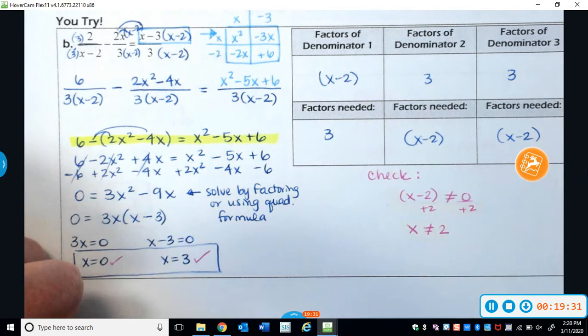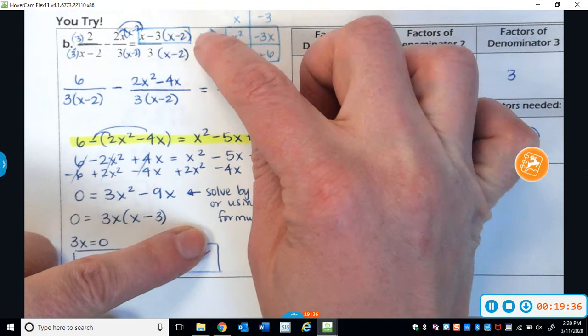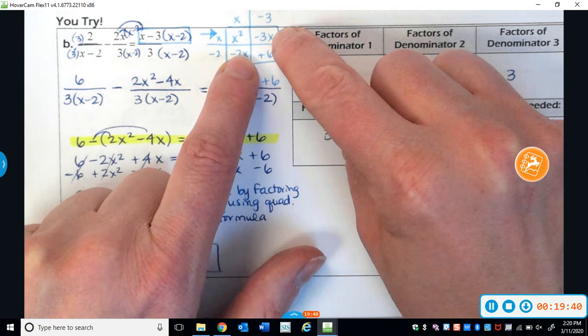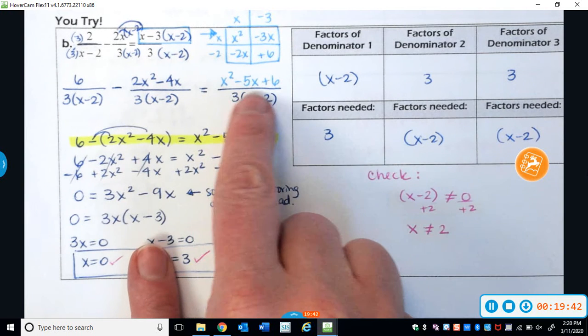Just be careful with the last one. You have 2 terms times 2 terms, so you might want to use the box or FOIL to do that. And so when I multiply those together and combine any like terms that I have, the final answer I have is there in light blue.